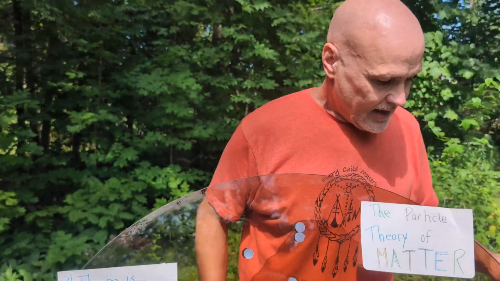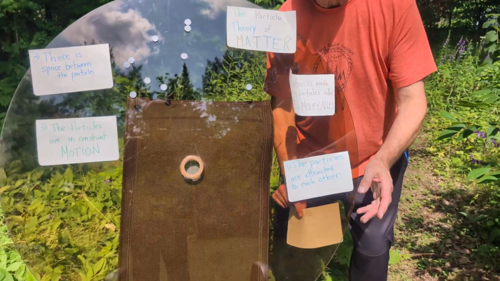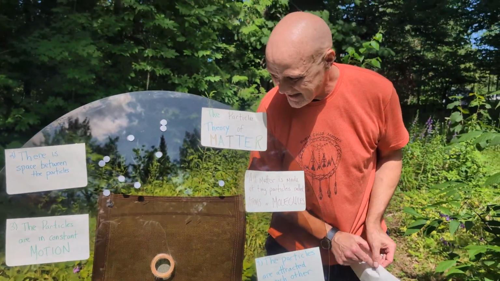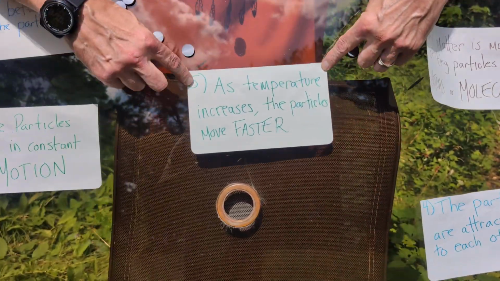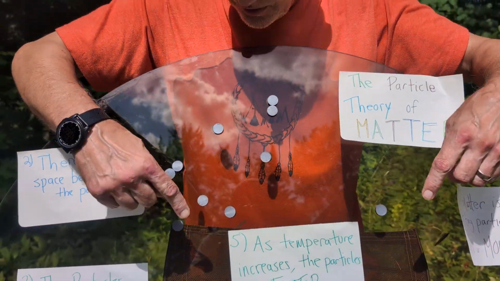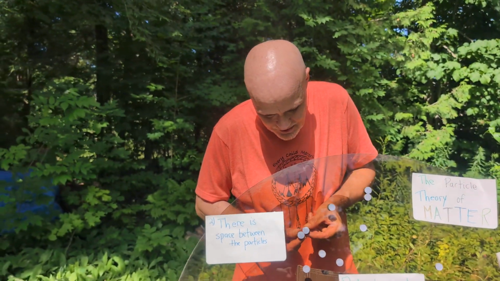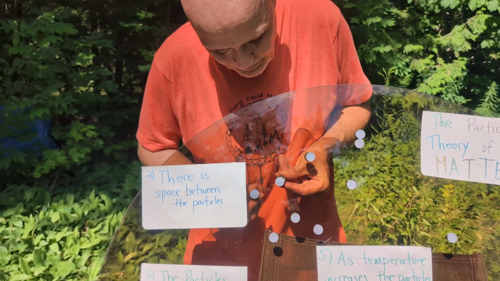But, and this is the most important part of the particle theory of matter. Well, not the most important part, but the part I find the most interesting. Boom. What is temperature? As temperature increases, the particles move faster. Now imagine you have two particles that are stuck together. If you move them fast enough, you can make them come apart.